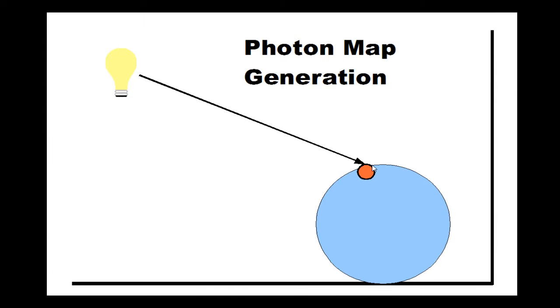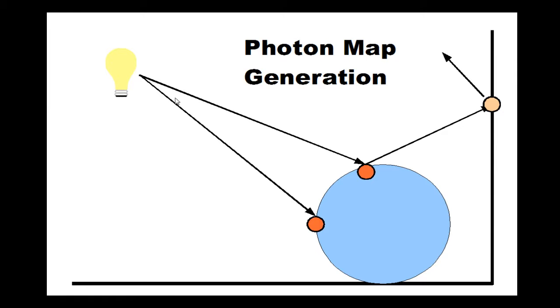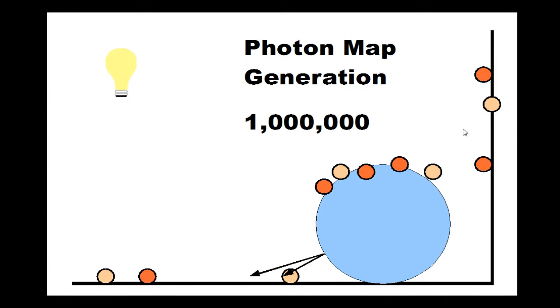It doesn't stop there. That photon is then reflected off your object and might hit another object. Another photon is stored, and so on until the photon either shoots off into empty space or runs out of energy. The color and energy of the photon will diminish with each reflection depending on the nature of the material that it hits. In fact, a very great many photons are generated during photon map generation. It's not uncommon to have up to 1 million photons, each of them stored in your map.